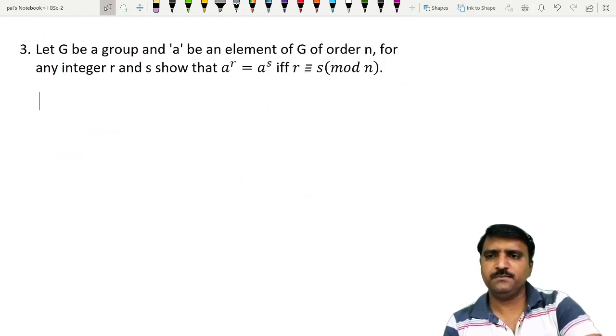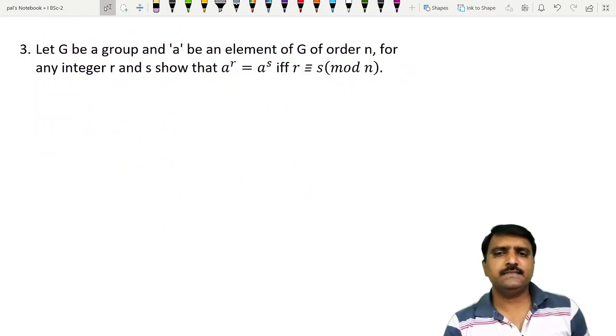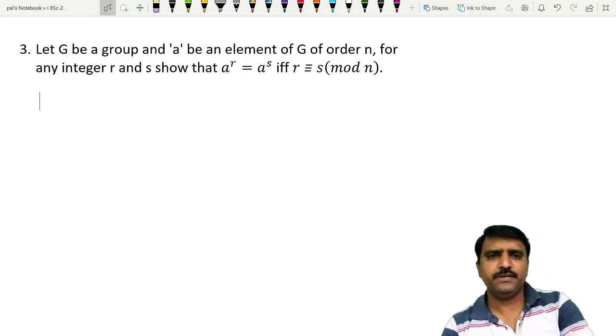See, one more example of the same type. Let G be a group and A is an element of G of order n. Then for any two integers R and S, A to the power of R is equal to A to the power of S if and only if R is congruent to S modulo n. I think you know the congruence properties.